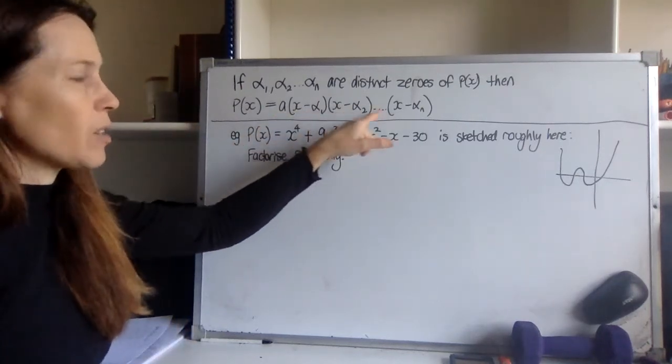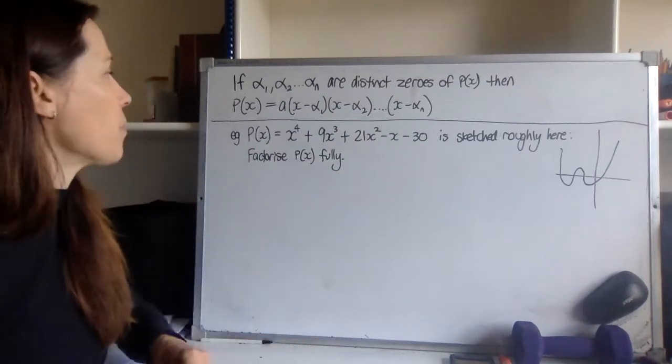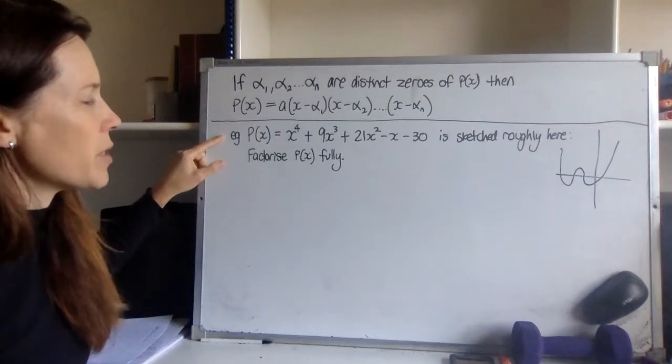Then it's a matter of finding all of the factors, and if you know the zeros, you can work out the factors or vice versa. So let's have a look at how this works in an example.